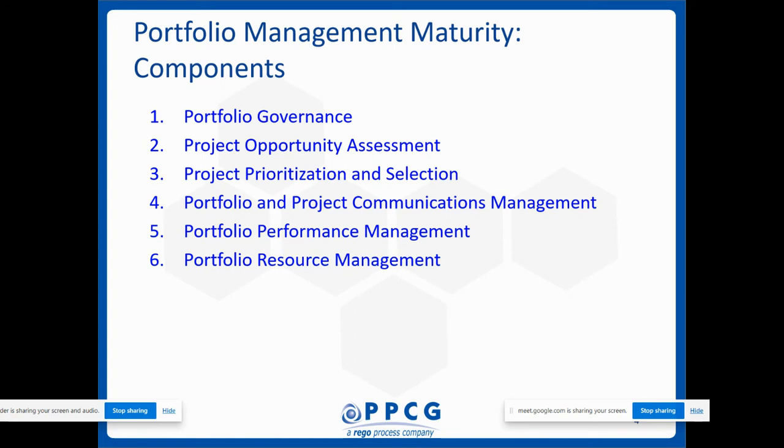So these are all the components of portfolio management maturity. Portfolio management maturity: portfolio governance, project opportunity assessment, prioritization and selection, portfolio communications, portfolio performance, portfolio resource management. Governance is nothing but the order of hierarchy. Overall it will be controlling. See, I have set an example for the button, right?